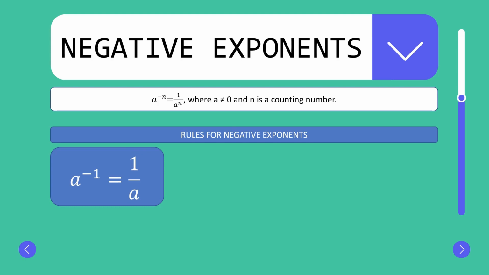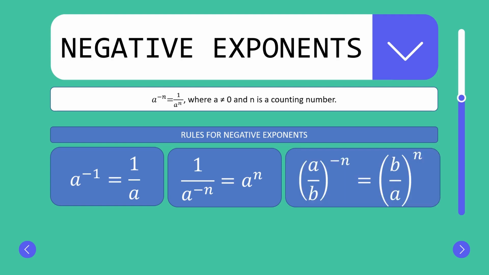First, we have a raised to negative 1, which is equal to 1 over a. Next, we have 1 over a raised to negative n is equal to a raised to n. So we just take the reciprocal and take the positive exponent. The third rule is the quantity a over b raised to negative n is equal to the quantity b over a raised to n. So same as with rule number 2, we just take the reciprocal of a over b, which is b over a, and we take the positive exponent, which is n.